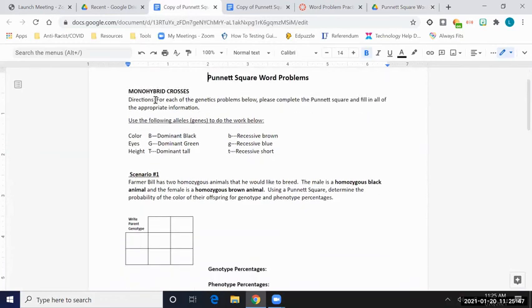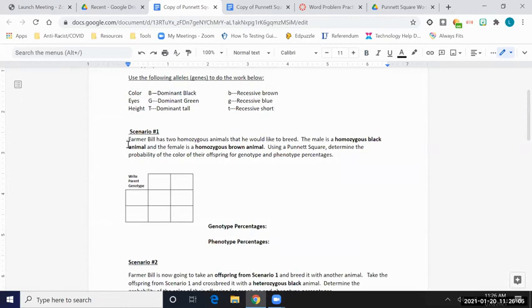And then for each problem, you're just going to read the word problem, complete the Punnett square, and answer the questions that it asks of you. All of these you'll need throughout the entire thing, so you should refer back to it to know which is dominant and which is recessive. But just follow the steps that I've given you: read out the word problem, write down everything that you know, put the parent genotypes here, fill in the Punnett square, answer the questions.